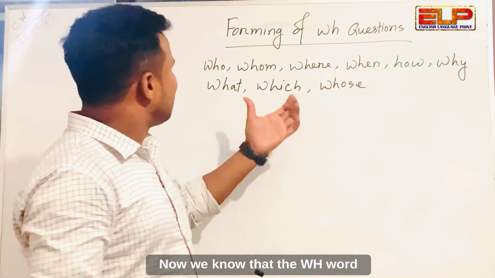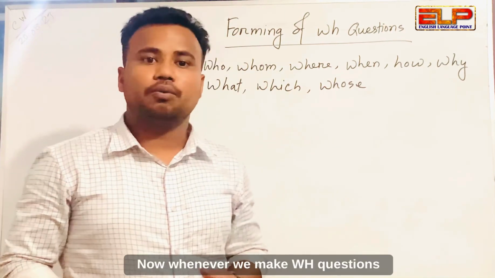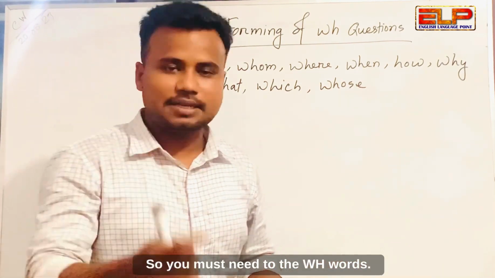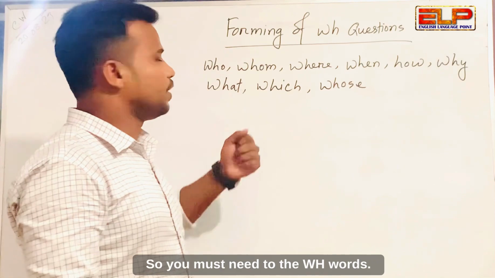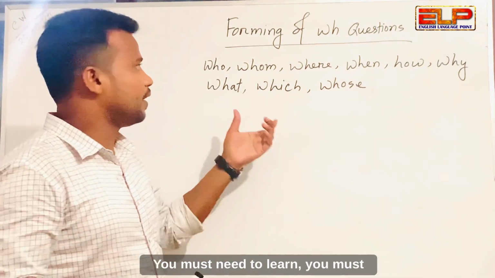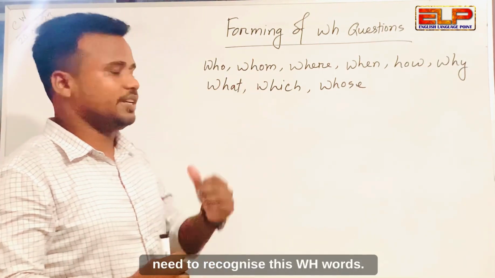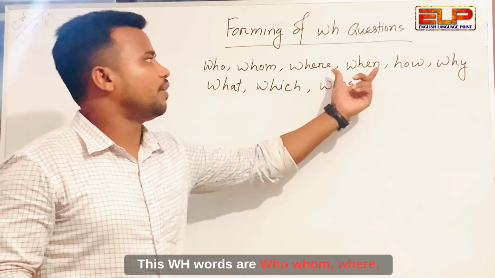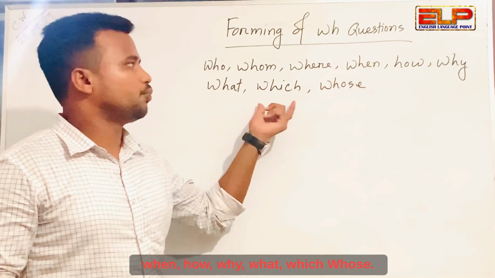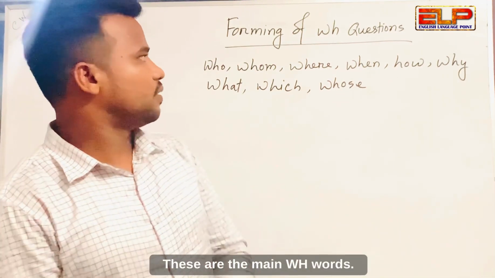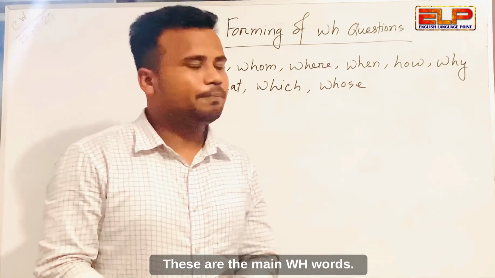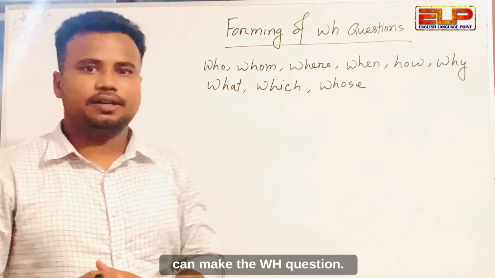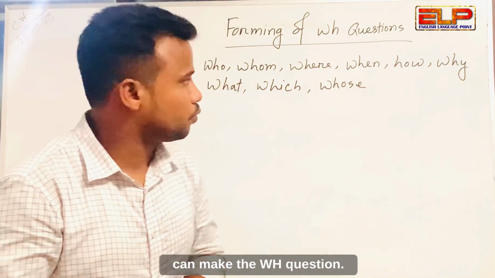Now we know the WH words. Whenever we make a WH question, you need to learn and recognize these WH words. These WH words are whom, where, when, how, why, what, which, and whose. These are the main WH words. With these WH words, we can make the WH question.